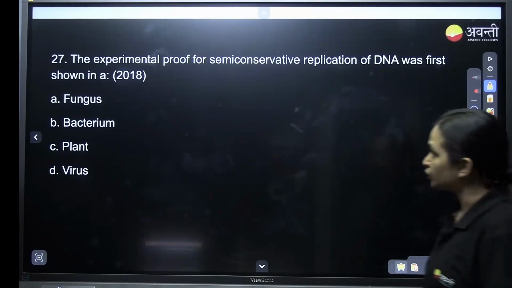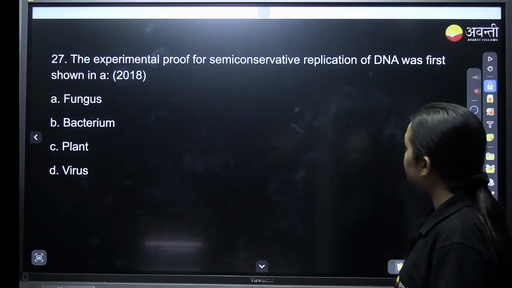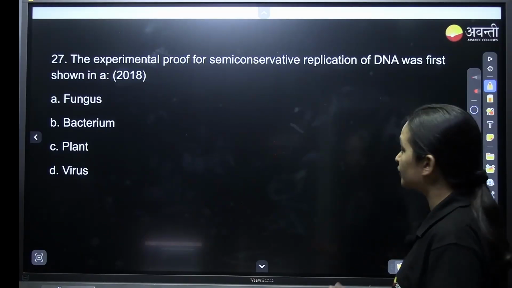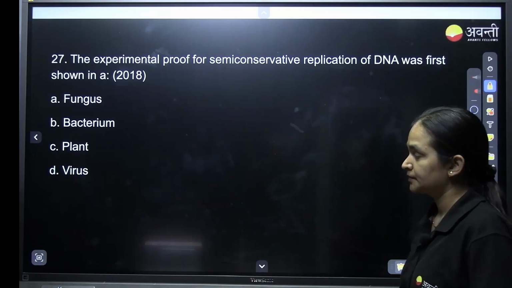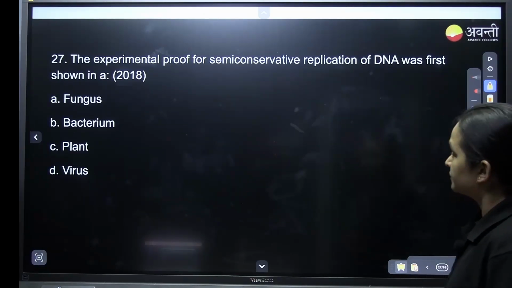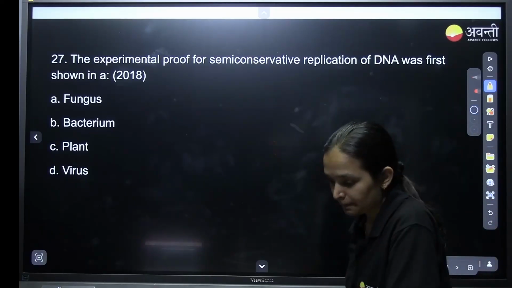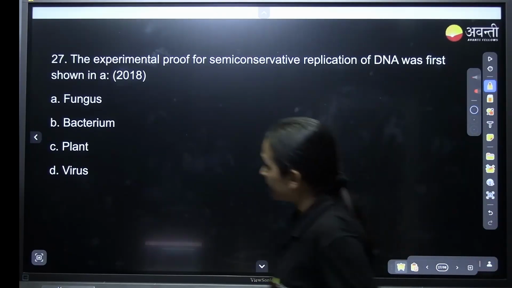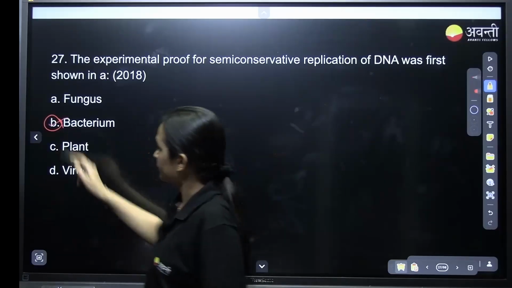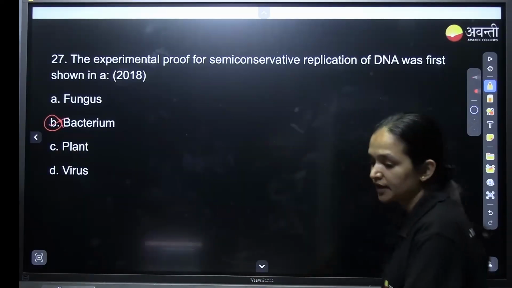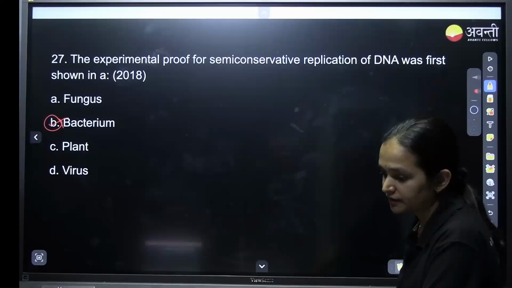The experimental proof for semi-conservative replication of DNA was first shown in bacteria. Yes, that is bacterium. The same thing about the heavy isotope experiment.